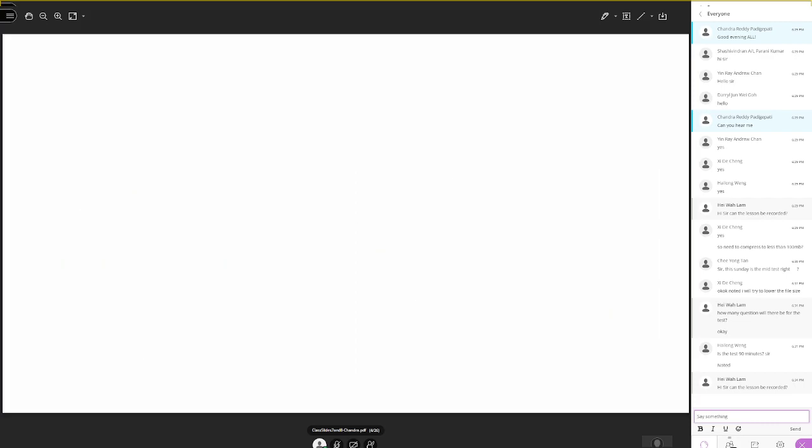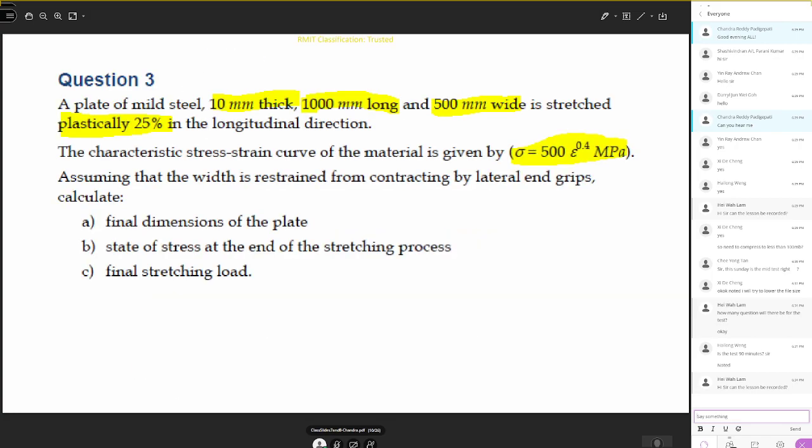We have seen the application of the Levy-Mises equation in a couple of problems we discussed in the last session. Now we have to do one more problem, so let us go through that problem first. This is the last problem under plastic flow conditions.